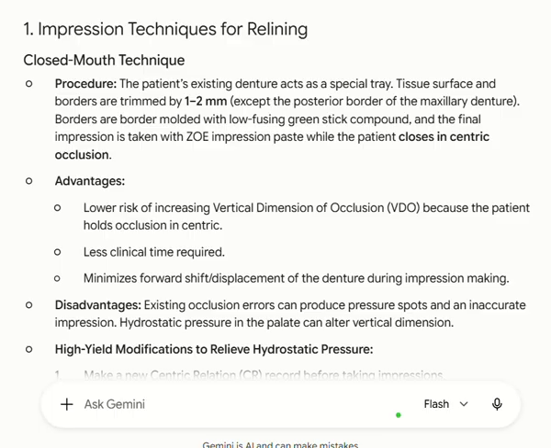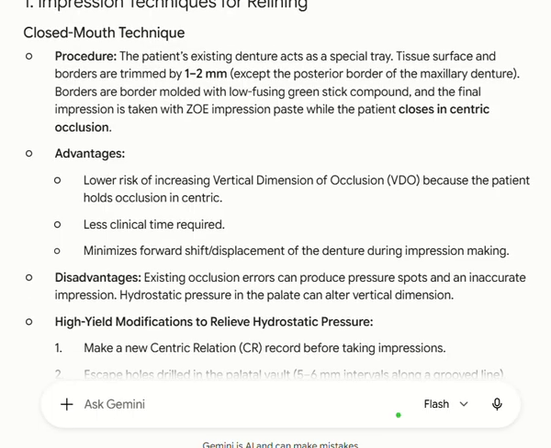Procedure. The patient's existing denture acts as a special tray. Tissue surface and borders are trimmed by 1 to 2 mm, except the posterior border of the maxillary denture. Borders are border molded with low fusing green stick compound, and the final impression is taken with ZOE impression paste while the patient closes in centric occlusion.